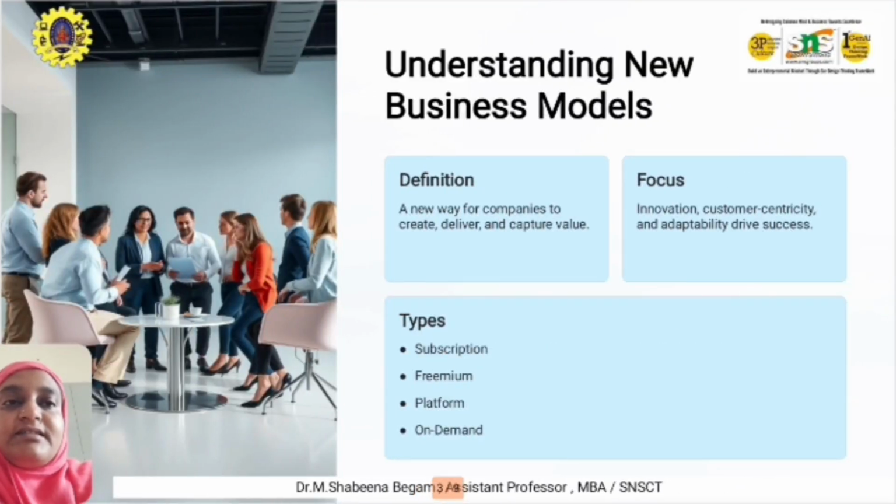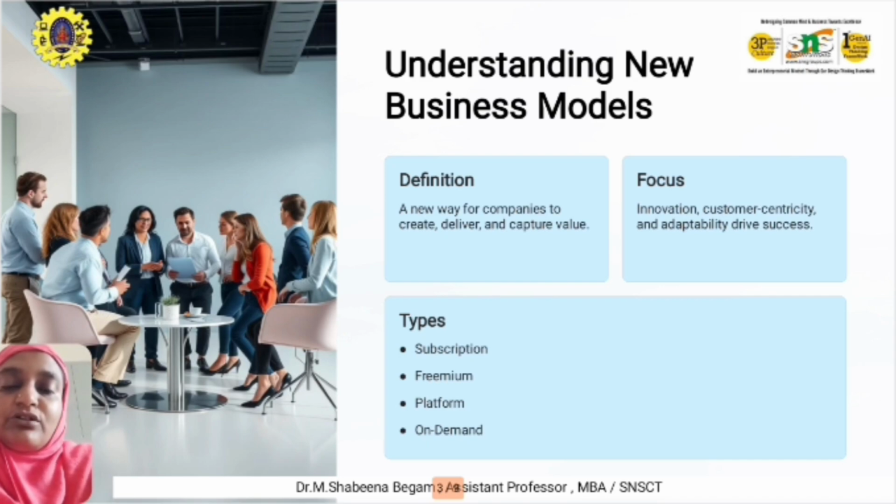Understanding a new business model, we have to see a new way for companies to create, deliver and capture value. So what is the new thing that we are going to do, and what we are going to focus on, what is the difference between the product of our competitors and ours, how unique we are. And for being unique, what are all the innovative, customer-centric and adaptive strategies that we are going to follow, all has to be framed.